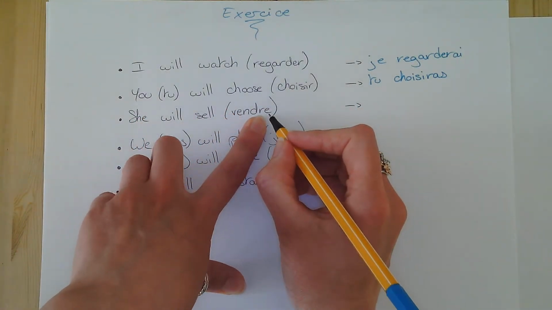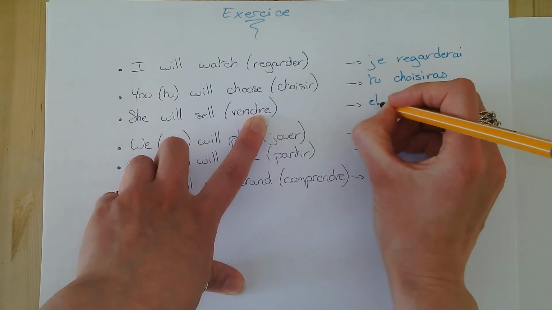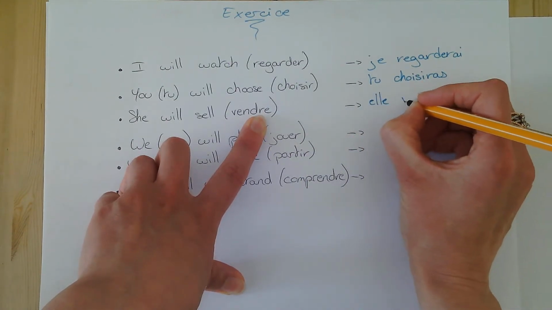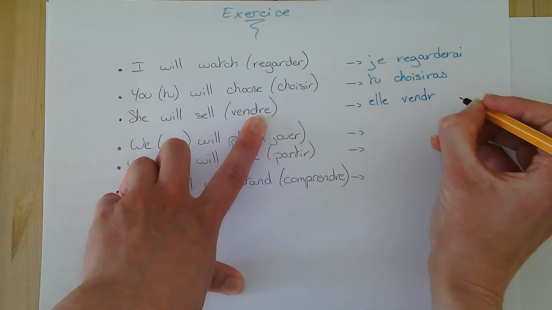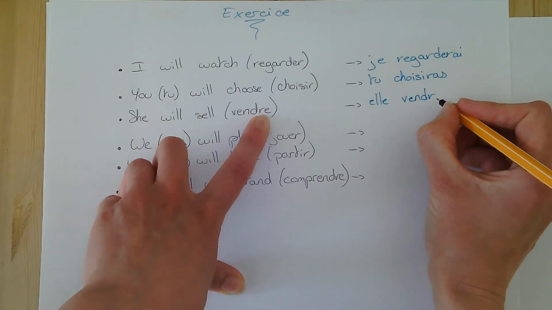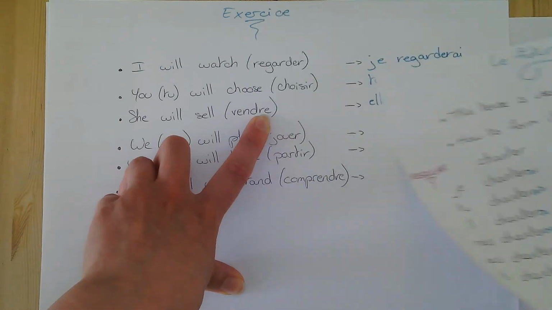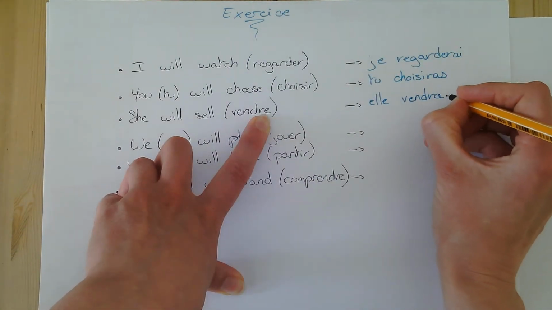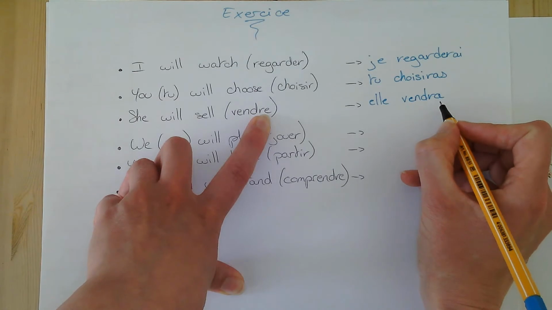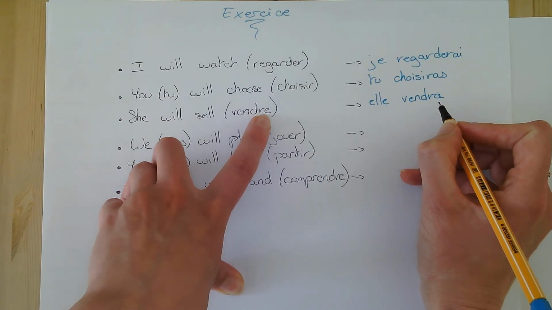She will sell. Careful here. That's an RE verb, so that's the only thing you need to pay attention to. Elle. You copy your infinitive, but don't put down the E. And then check your ending. It's an A. Put your A down. And now, I haven't explained it yet, but you see why I get rid of that E.